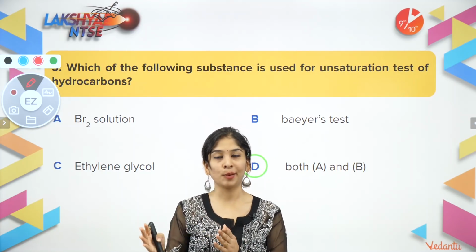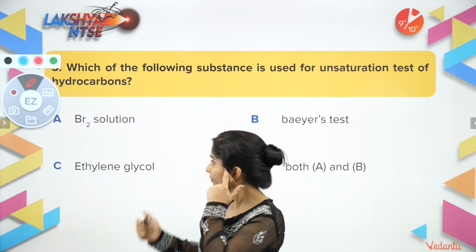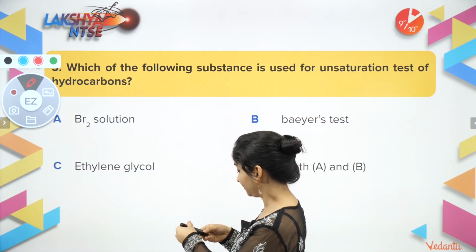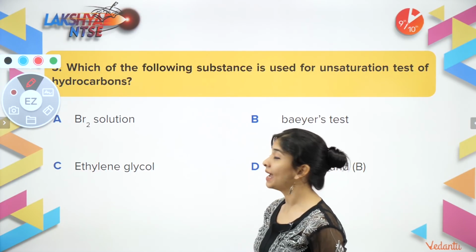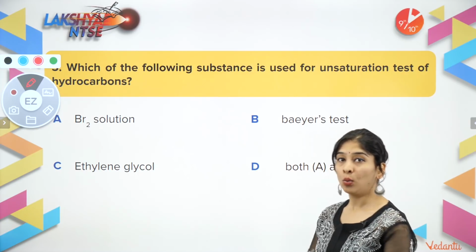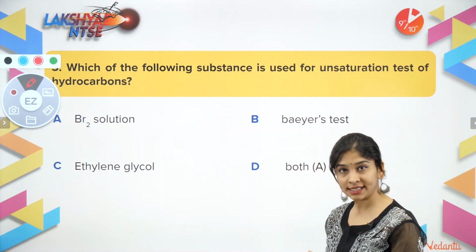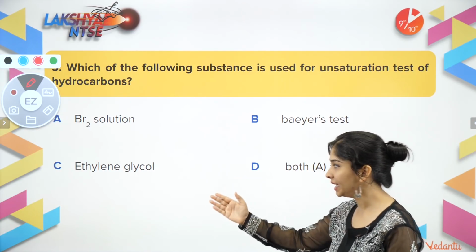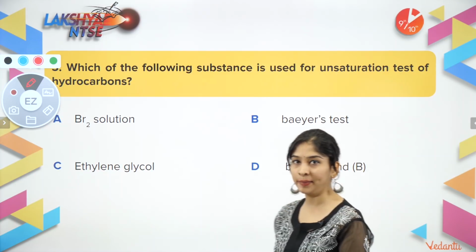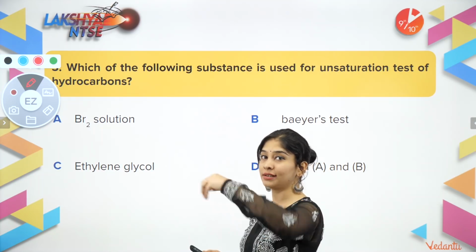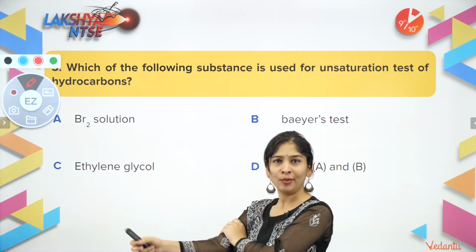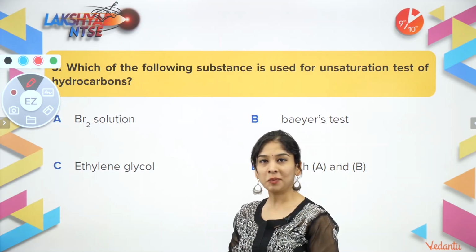यानी कि double or triple bond है या नहीं है. One test is written as bromine solution, one test is written as Bayer's test, and then I have ethylene glycol and both A and B. So let's know these terms. What exactly is this? If any one of you know the answer, just please tell me.